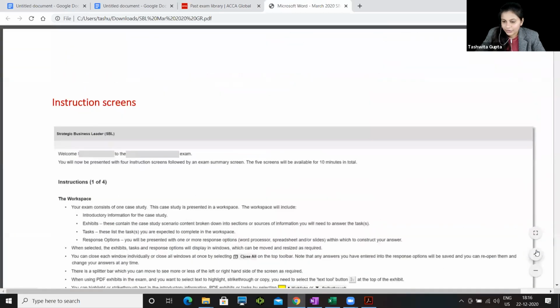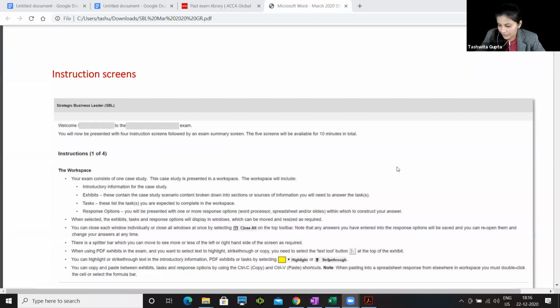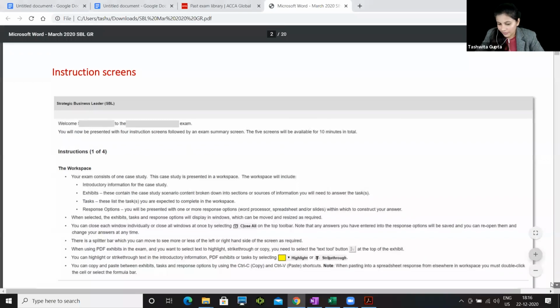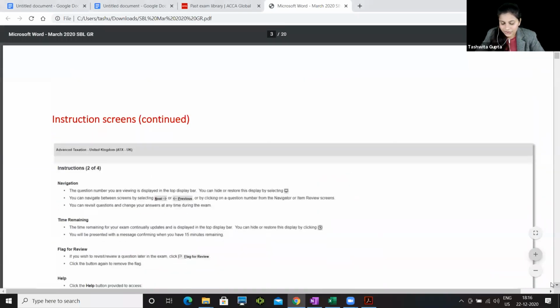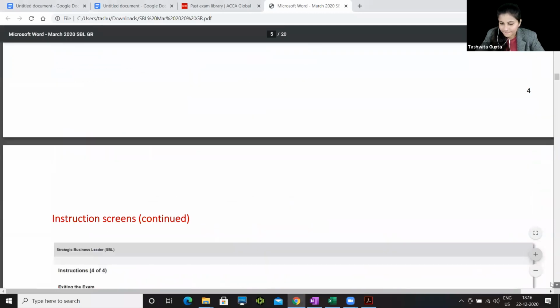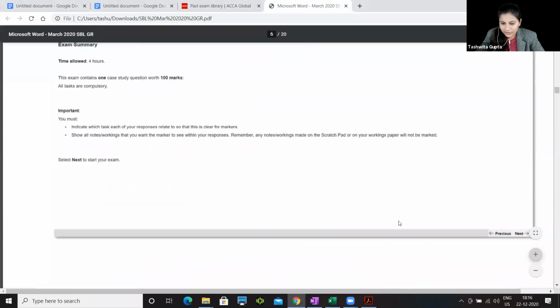First they have given you the instructions on how you have to use the computer based platform. So you will read them. Before the exam starts, you will be given 10 minutes extra for this reading part. And then what we have is the instruction screen, again the same reading part which you will do in 10 minutes. Time allowed 4 hours. The exam contains one case study and questions worth 100 marks, and all tasks are compulsory.